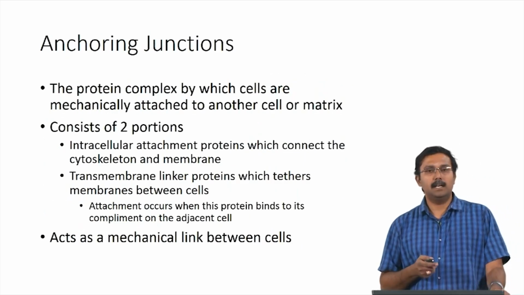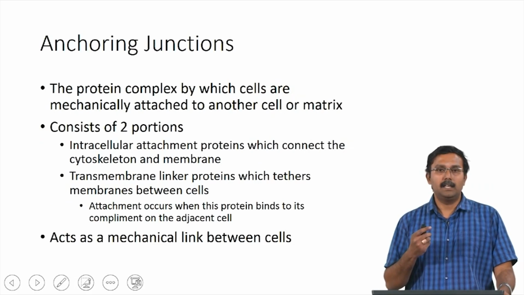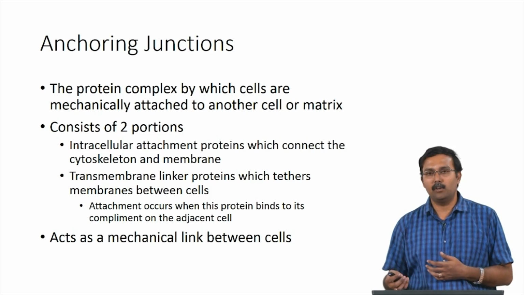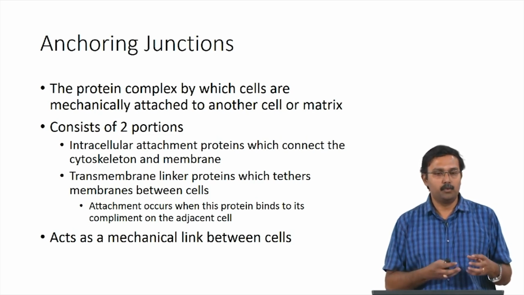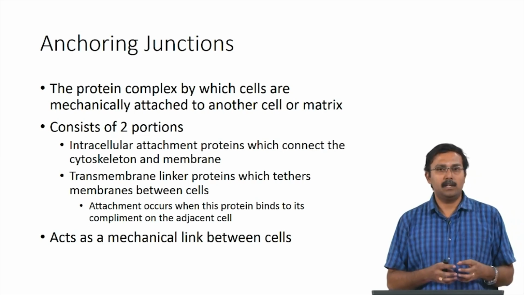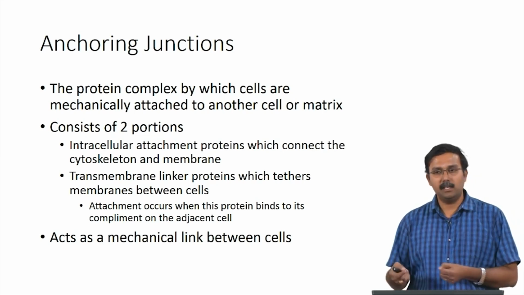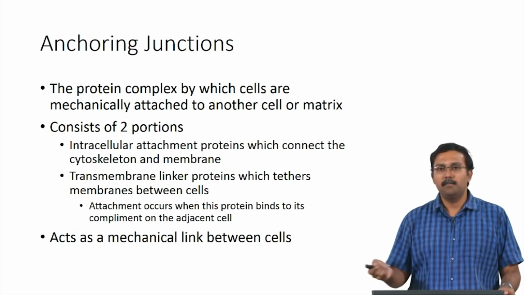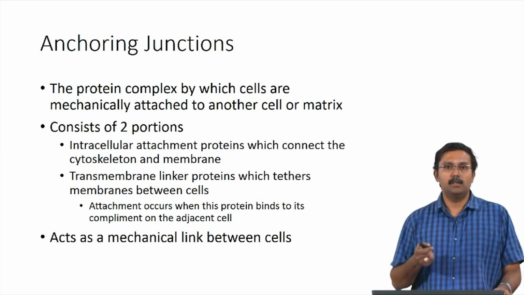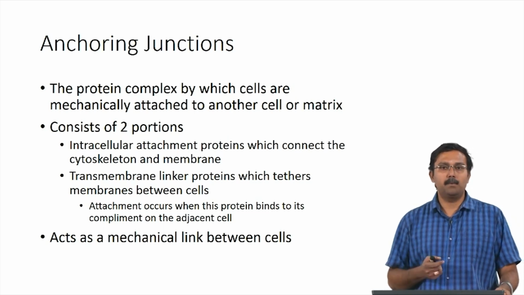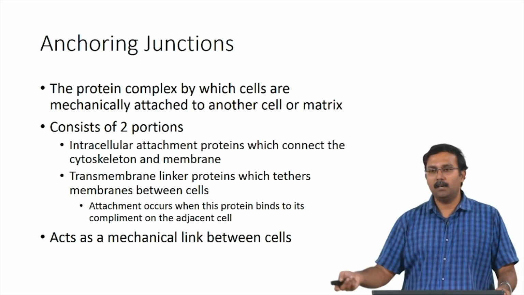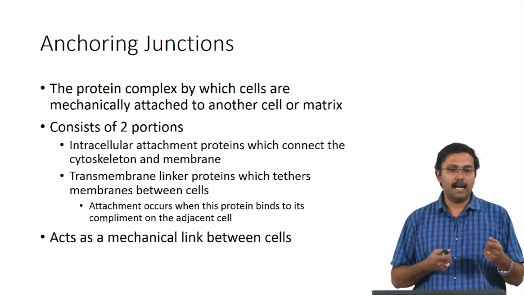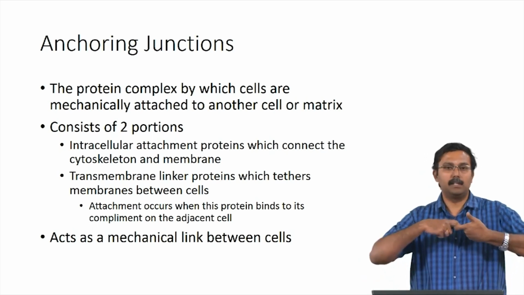So, anchoring junctions are the ones where a protein complex is formed where the cells are mechanically attached to another cell or matrix. This usually consists of two portions. The first one is the intracellular attachment of proteins which connect the cytoskeleton to the membrane, and then there is a transmembrane linker protein which tethers the membranes between the cells. The attachment occurs when this transmembrane protein binds to the complementary protein in the adjacent cell or the matrix. So, this basically acts as a mechanical link, like a hook which has been connected, right.